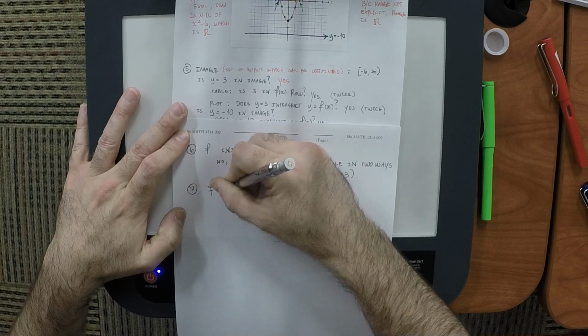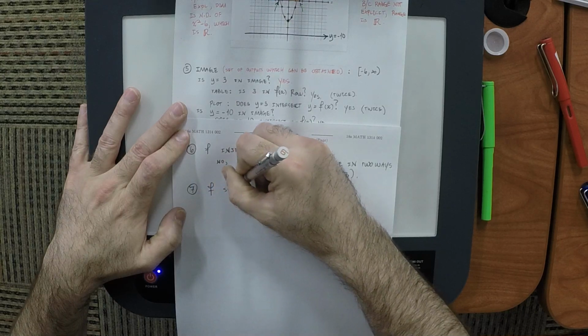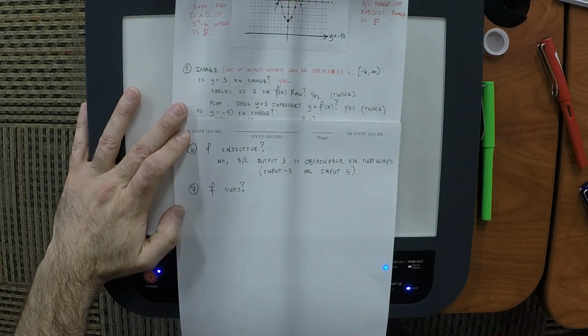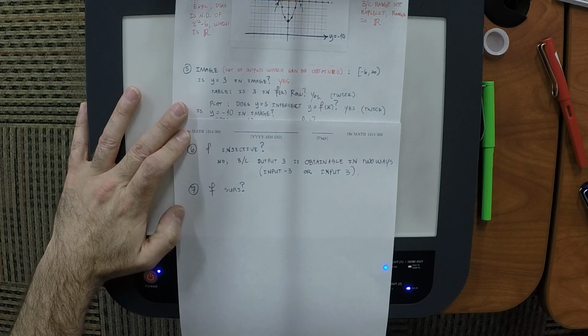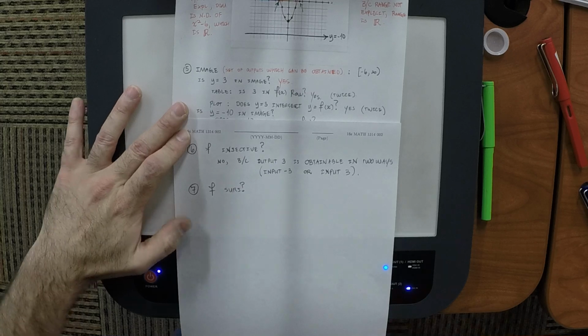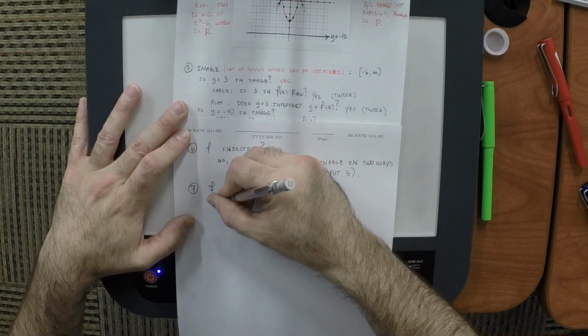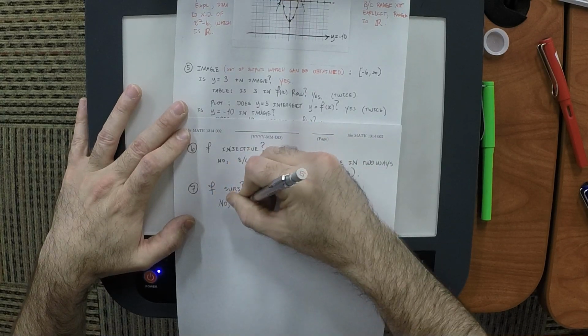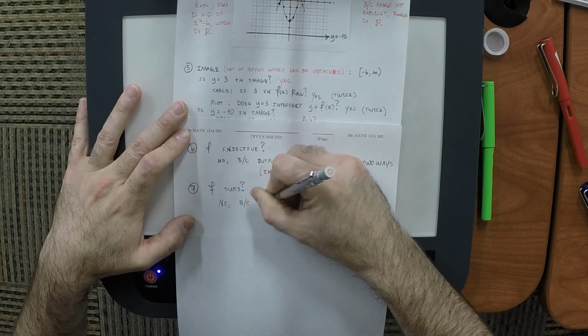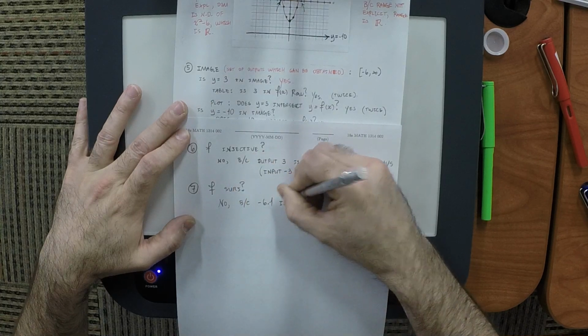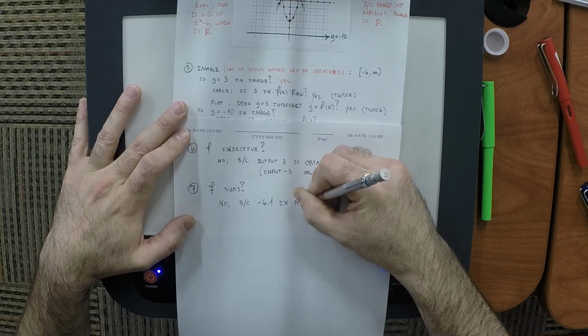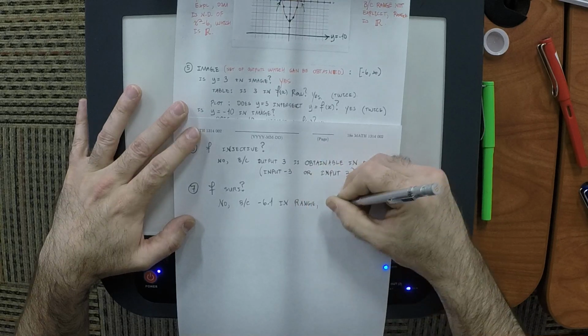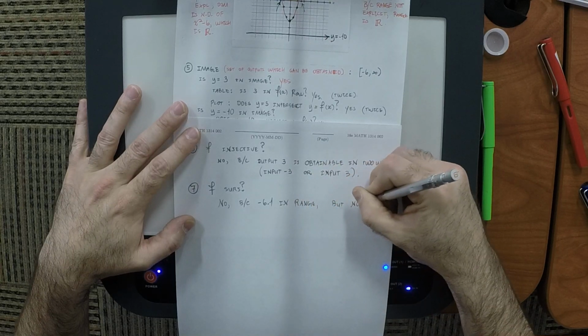Is f surjective? It is not. Why not? Saying get negative 6.1. Right, okay, good. So the answer is no, because negative 6.1 is in the range, but no input produces it.